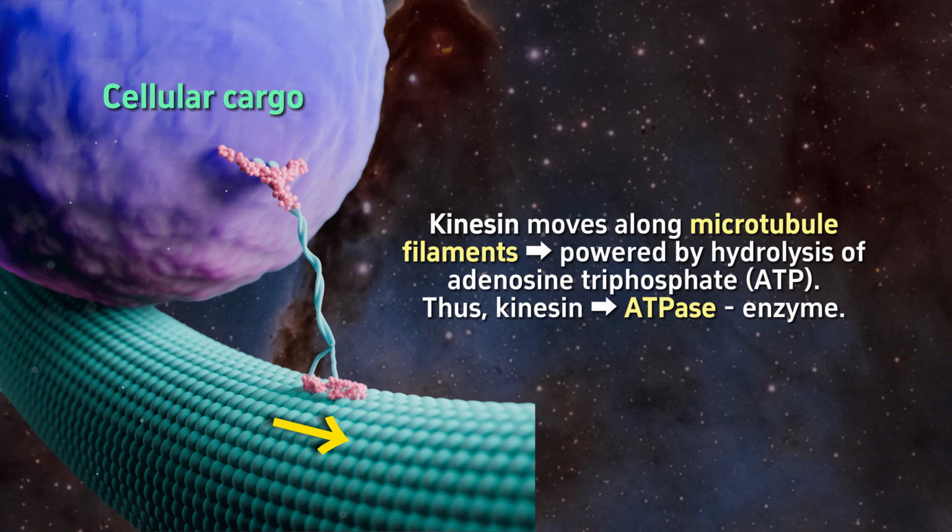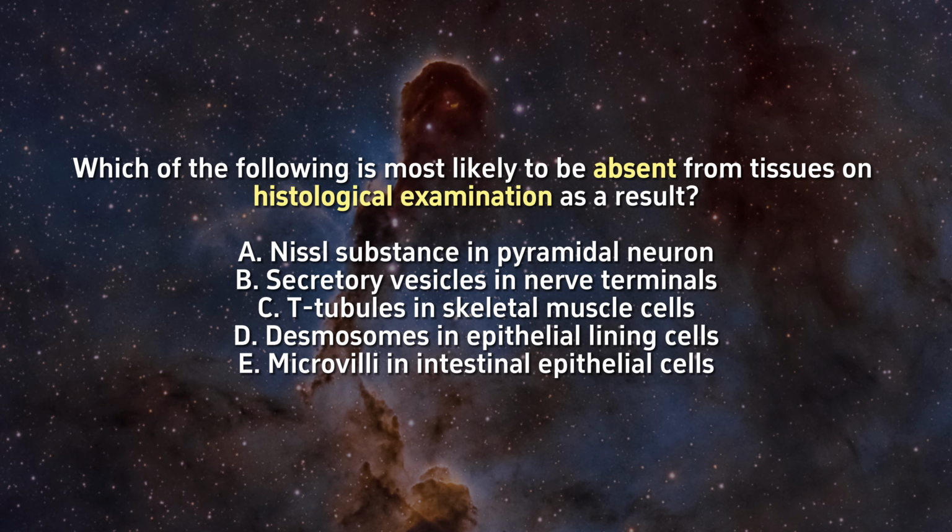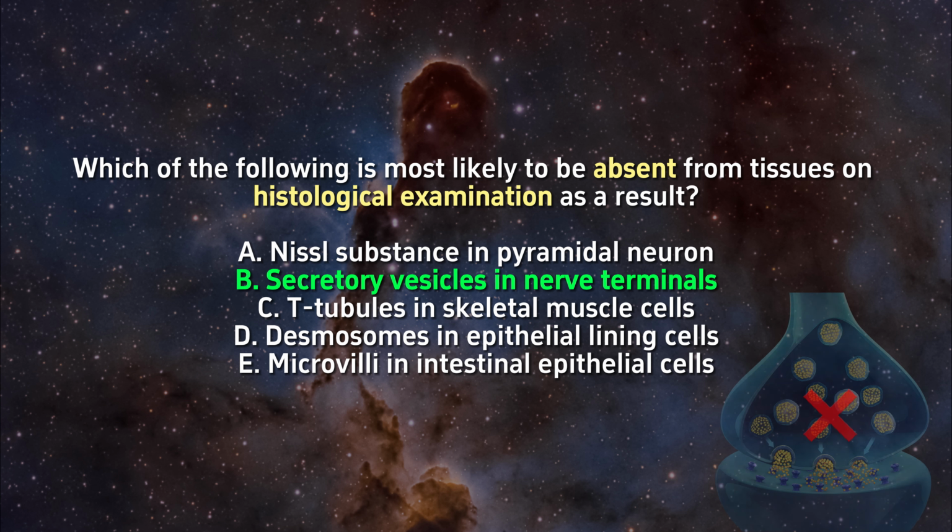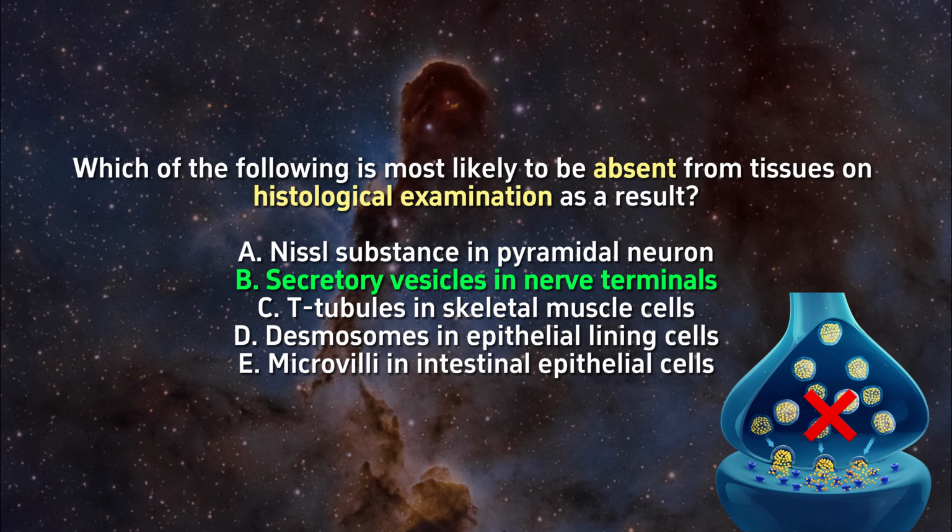In an experiment, laboratory animals are subjected to a toxic insult that specifically targets the protein kinesin. Which of the following is most likely to be absent from tissues on histological examination as a result? The correct answer is B, secretory vesicles in nerve terminals.